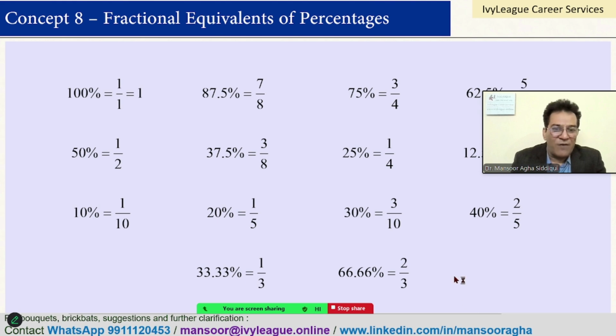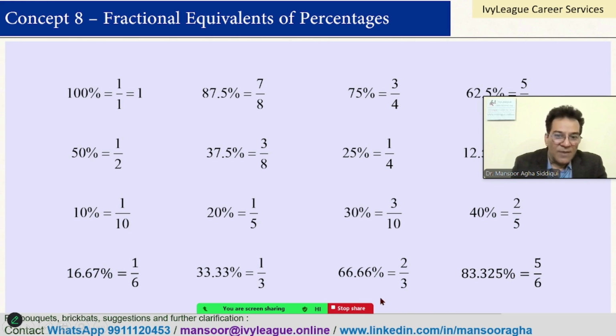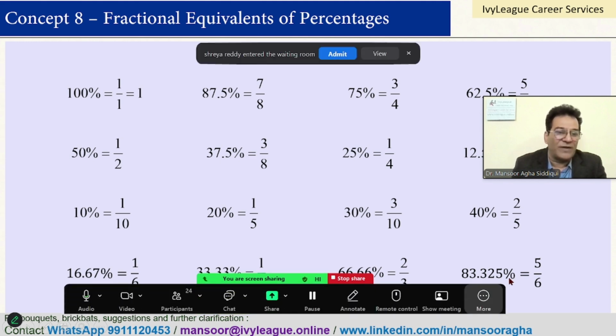And half of that, half of 33.33 is equal to 16.67%, which is equal to 1 by 6. So remember these values, the whole set of these values. If you add 16.67, 1 upon 6, to 66.66, you end up getting 83.33, which is equal to 5 by 6.